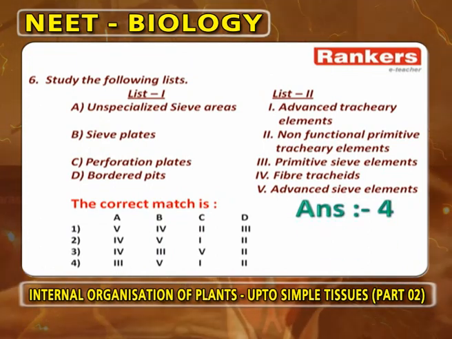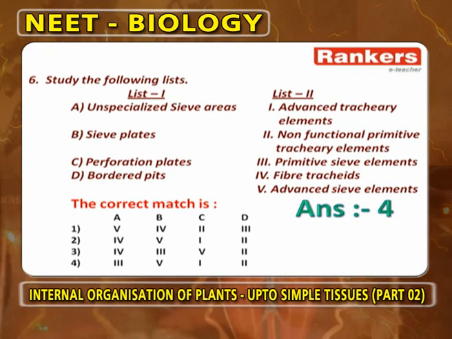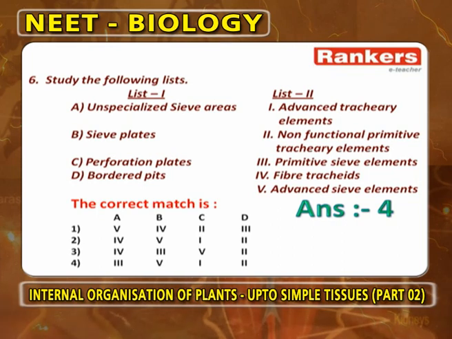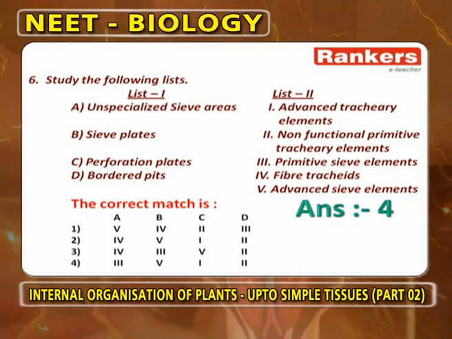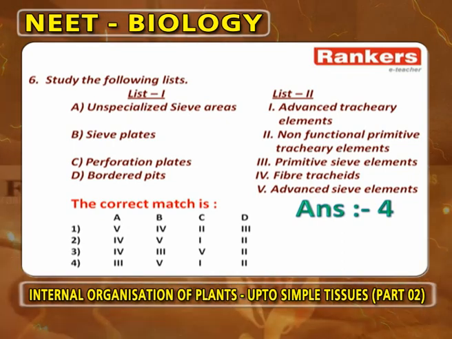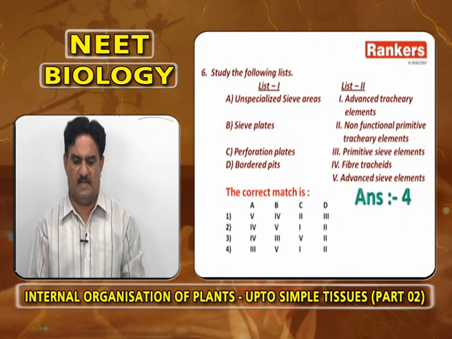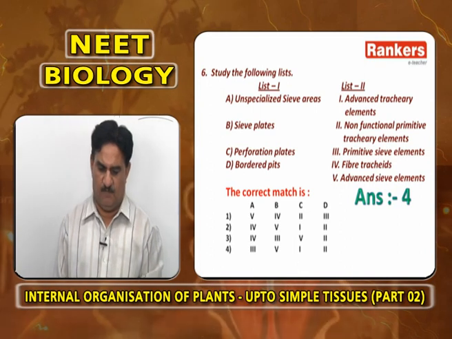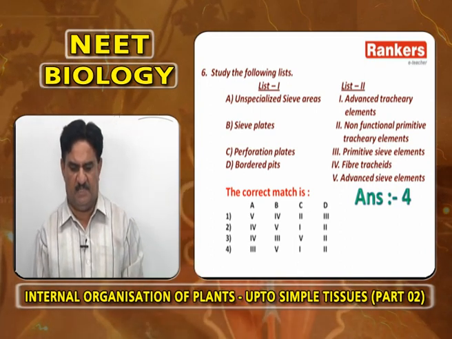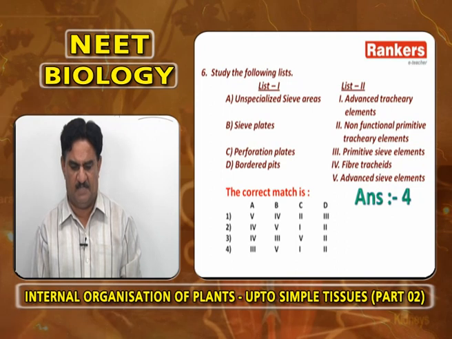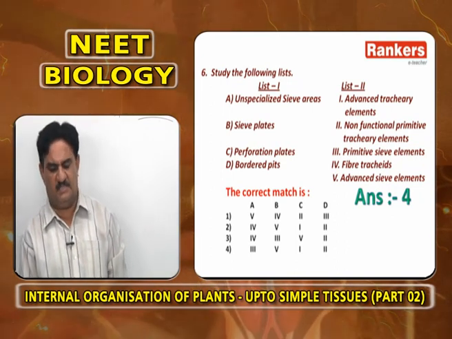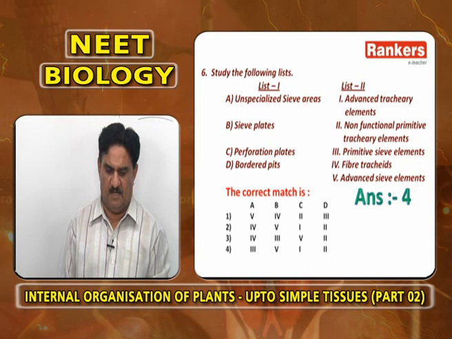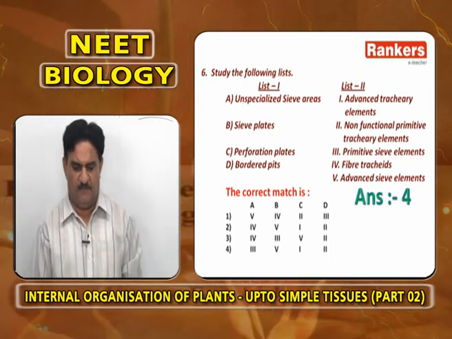Unspecialized sieve areas, sieve plates, perforation plates, bordered pits; advanced tracheary elements, non-functional primitive tracheary elements, primitive sieve elements, fiber tracheids, advanced sieve elements. The answer is 4. Unspecialized sieve areas are in primitive sieve elements, which are called sieve cells. Sieve plates are in advanced sieve elements. Then perforation plates.